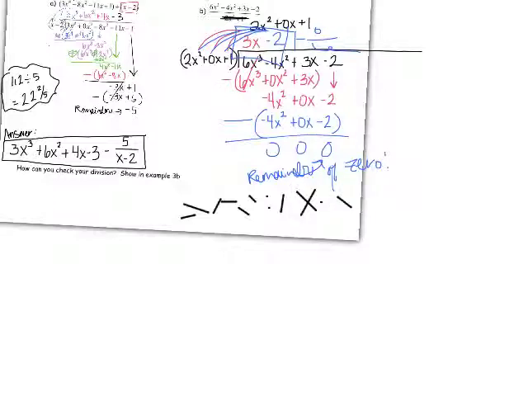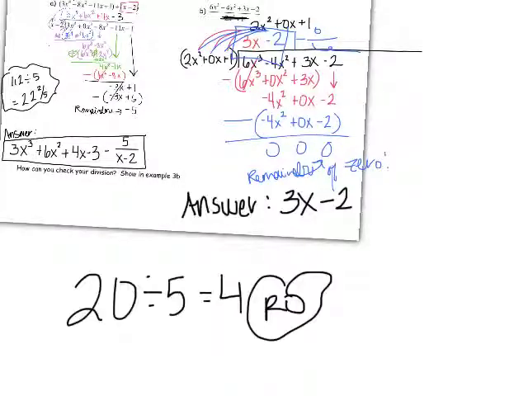Okay, so what does that mean? Well, let's go back to numbers, because I know it's a lot easier to understand. If I ask you 20 divided by 5, we don't even have to do that work. We know that that's 4. There's no remainder here. Remainder is 0. And that's because 4 and 5 are exact or perfect factors of 20. So 3x minus 2 is a perfect factor of 6x cubed minus 4x squared plus 3x minus 2.